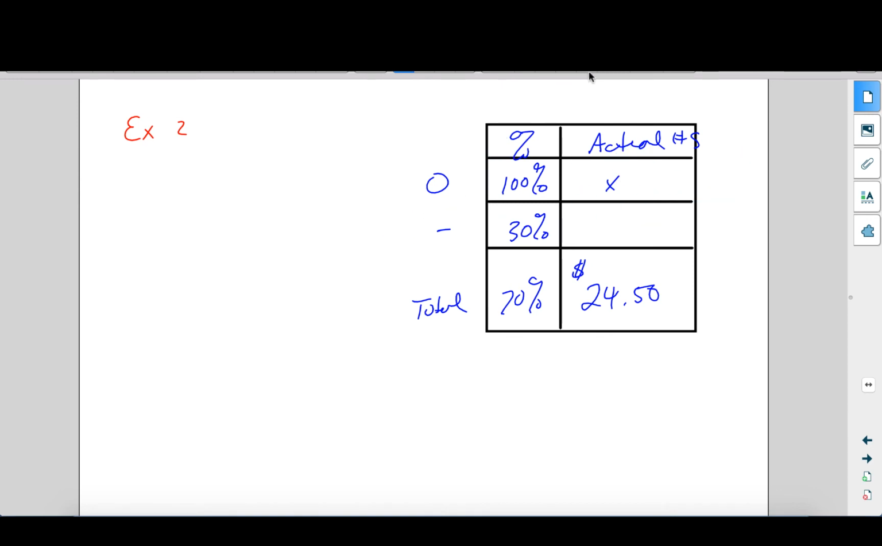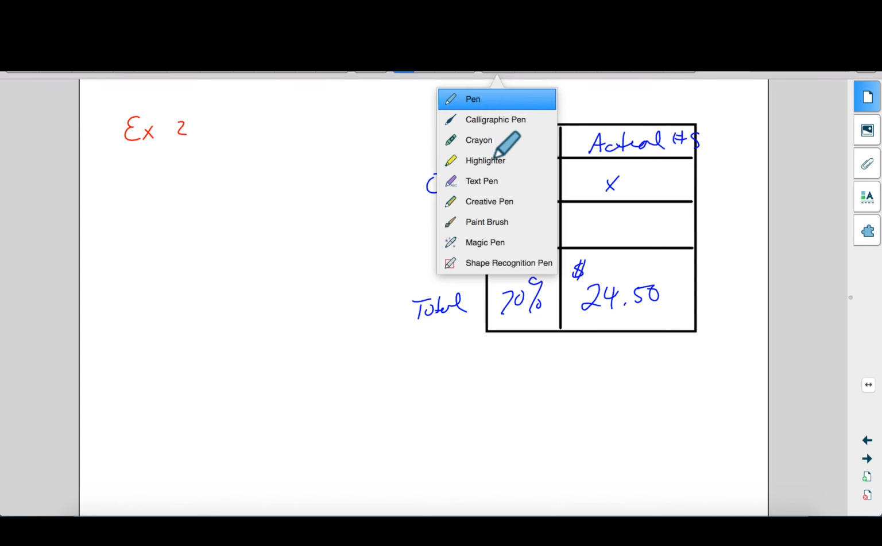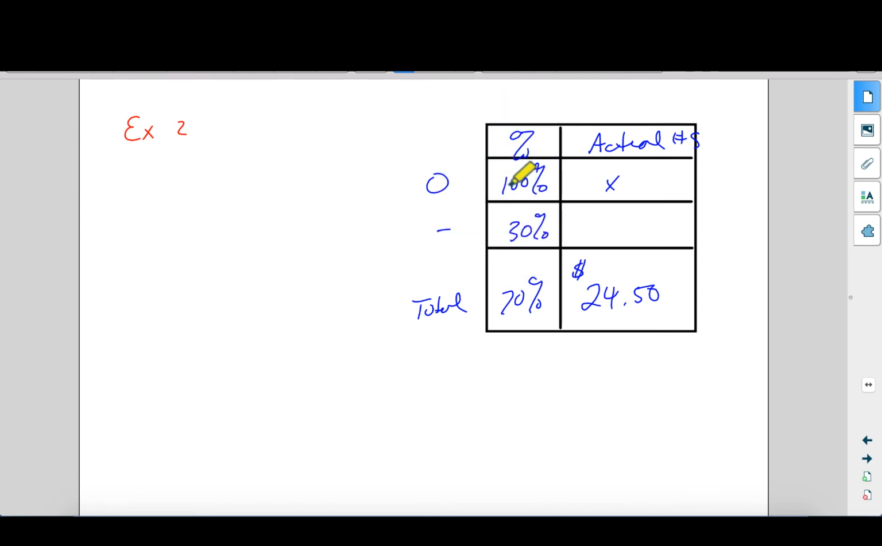Okay, now watch this very carefully. I'm going to take a highlighter and I'm going to tell you the 4 boxes we're going to use in order to create our chart. I want to find out what X is. So watch what I do. I'm going to put this into an equation again.